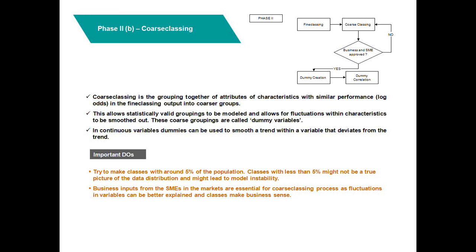Let's say you have a variable balance, and you plot that balance versus your Y and break it into 20 bins, and you see that some of the bins are increasing with Y, some of the bins are decreasing with Y. Then you can create different dummy variables and club them together to make derived variables which will separately predict Y and can come up in the model.